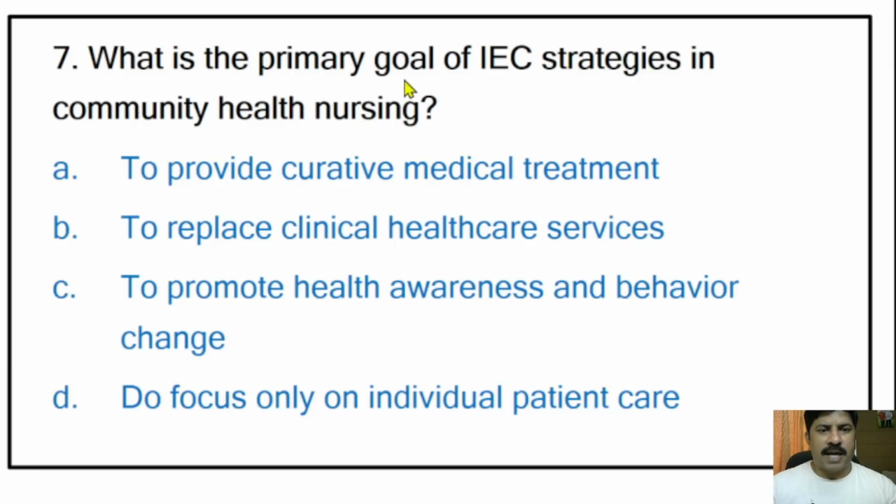Seventh question: what is the primary goal of IEC strategies in community health nursing? IEC represents information, education and communication. As a short form, it is known as IEC strategies. Options are: to provide curative medical treatment, to replace clinical healthcare services, to promote health awareness and behavior change, to focus only on individual patient care. The main goal of IEC strategy is to promote health awareness and behavior change.